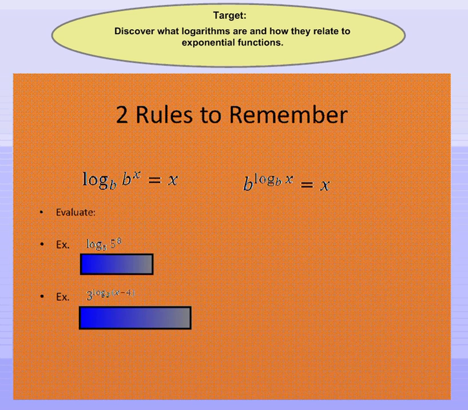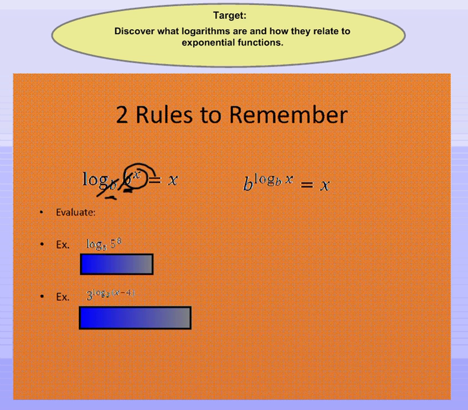A couple of rules to remember with logarithms. One is dealing with a log with a base b, and the number that is next to it also has a base with a different exponent. But what's important is that these bases match up. When those bases match up, it is similar to them canceling out, and that exponent that's left is the value of that log.